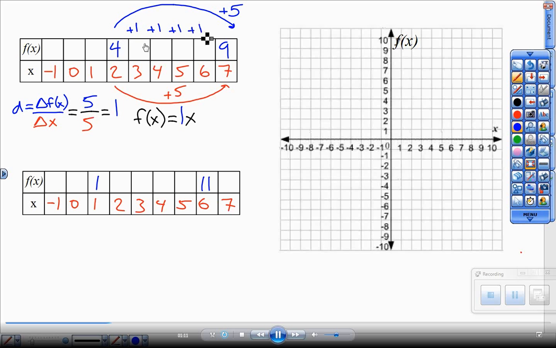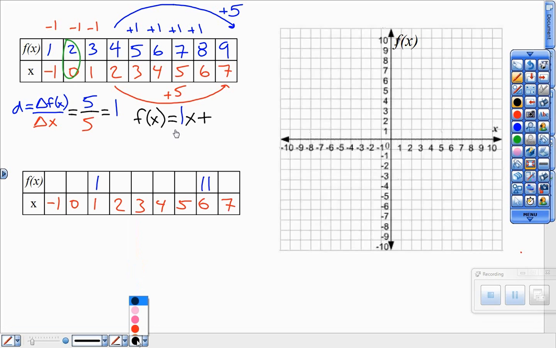So going up by 1, going up by 1, going up by 1, going up by 1. To the left, the opposite, minus 1, minus 1, minus 1. This gives me 4, 5, 6, 7, 8, and then backwards gives me 3, 2, and 1. And I can see 2 is my y-intercept. So this equation is f of x equals 1x plus 2.